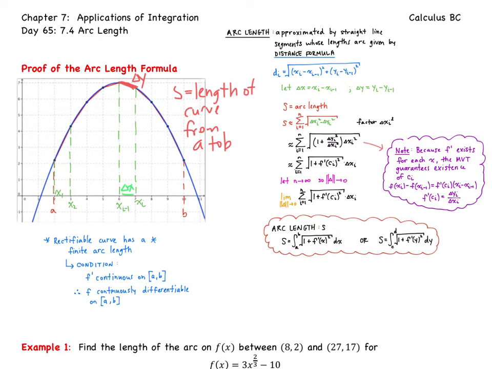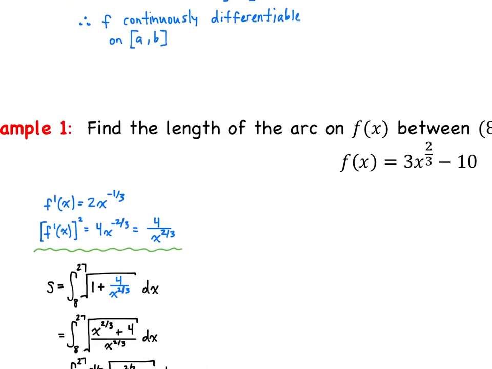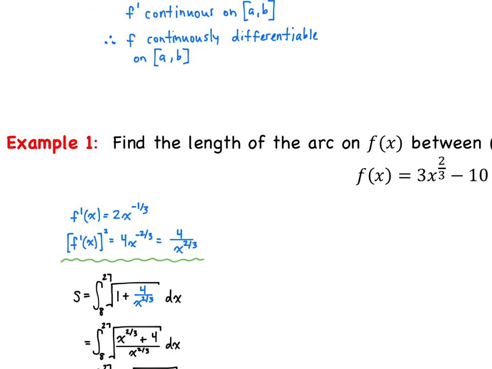So let's go ahead and jump to our first example. We want to find the length of the arc on f of x between the points (8, 2) and (27, 17) for our function f. So in order to do this, we're using our formula. We need f prime. That's the first thing I'm going to do, is figure out what f prime is.